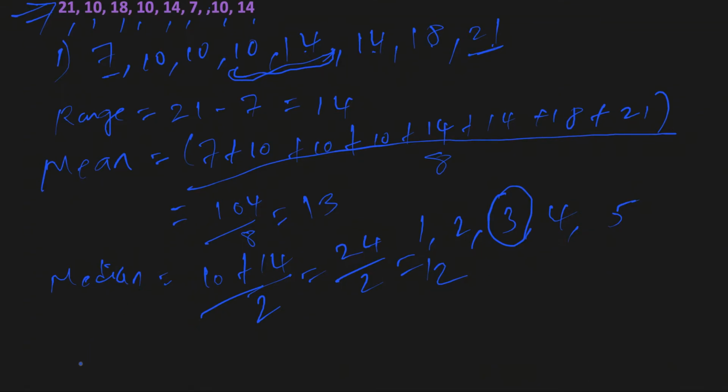And then mode is the number that appears the most. So 7 appears 1 time, 10 appears 3 times, 14 appears 2 times, 18 appears 1 time, and 21 appears 1 time. So our mode is 10 because 10 appears the most number of times. Cool. So let's look at a couple more examples.